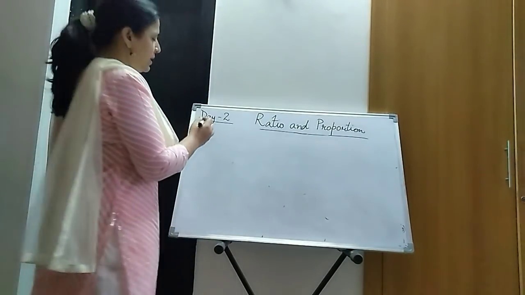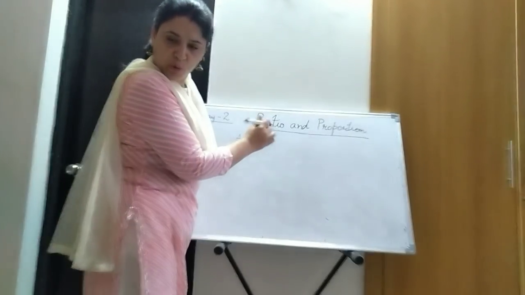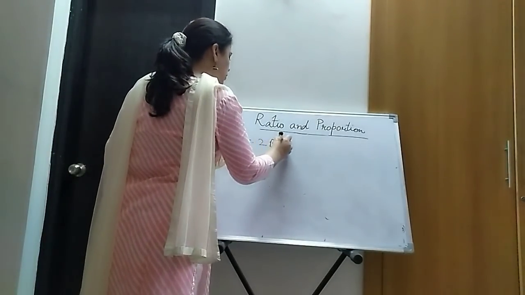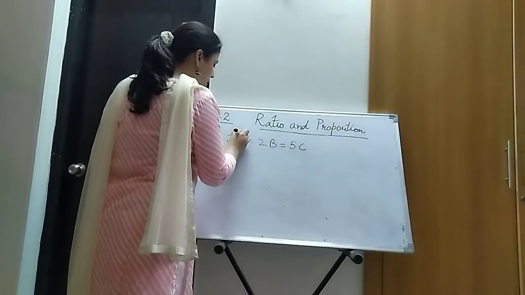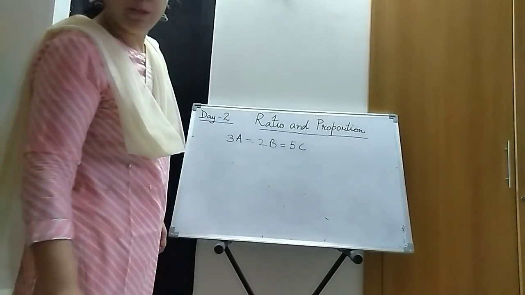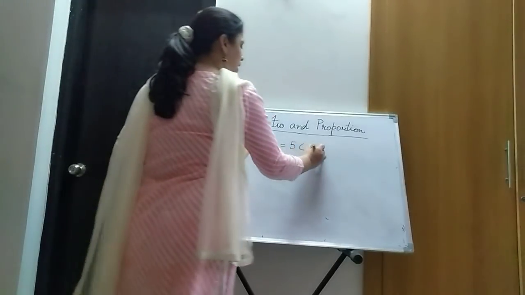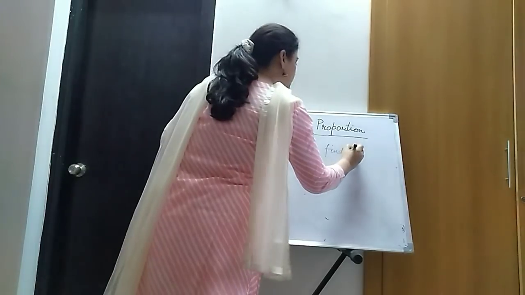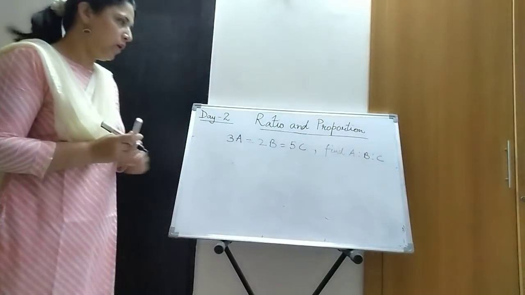It is given that 3A is equal to 2B is equal to 5C, and you have to find A is to B is to C. What you have to find is the ratio A : B : C. Clear? I hope it is clear.